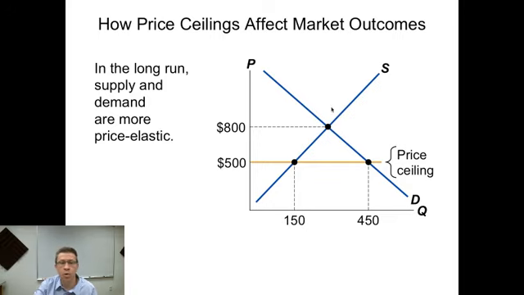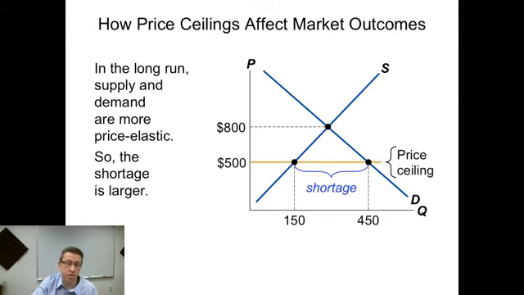So you'd expect a more price elastic supply curve, probably a more price elastic demand curve as well, right? In the short run, if the city you're in changes the price, it's tough to move in the short term. It's not quite as difficult to move in the long run. So the shortage would be larger over time.